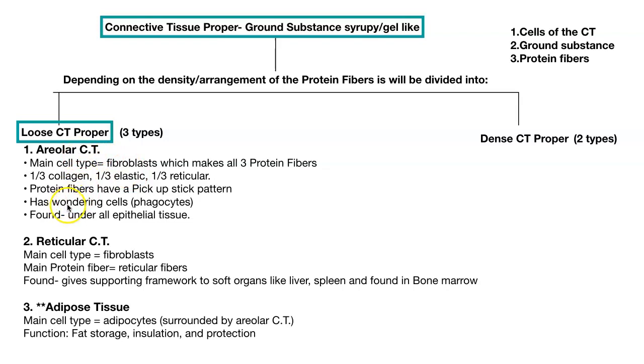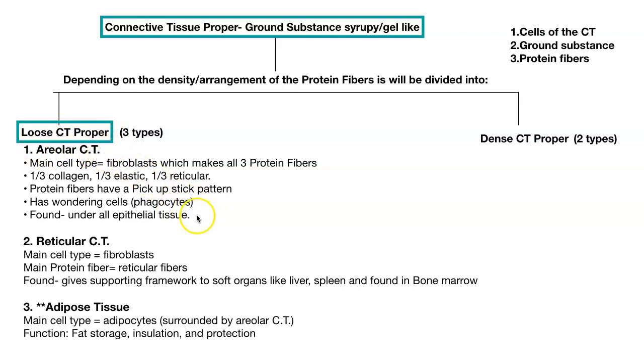Areolar connective tissue has phagocytes, these wandering cells that are going through the ground substance, this gel-like ground substance, looking for any foreign invaders. Where is areolar connective tissue found? It's found underneath all epithelial tissue. When we were doing epithelial tissue, we said epithelial tissue sits on a basement membrane, and just deep to that basement membrane is connective tissue. It is areolar connective tissue.